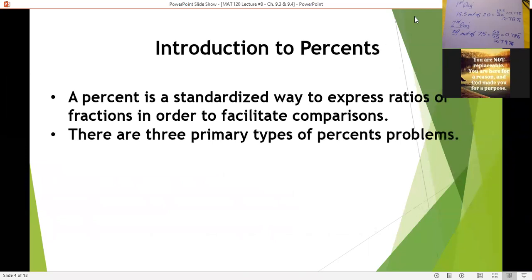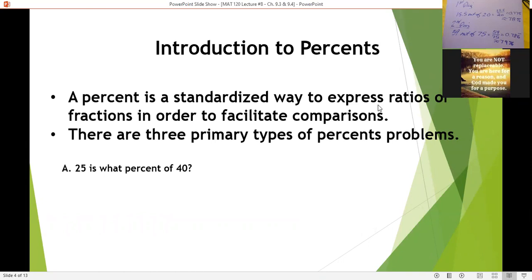So let's talk a little bit more about percents, and now we have some other ideas and methods associated with percents that we need to be familiar with. First, a percent is a standardized way to express ratios or fractions in order to facilitate comparisons. There are three primary types of percent problems.